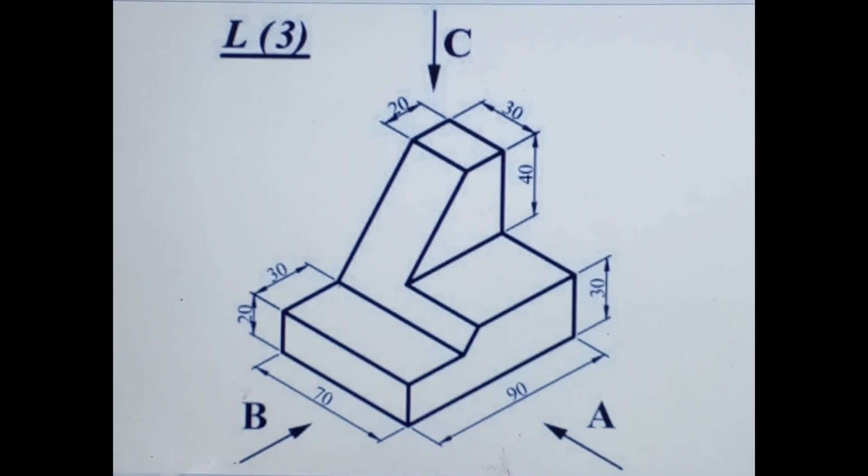I'm still teaching you how to convert a 3D drawing into a 2D drawing by drawing the three views of an isometric, like the one shown to you now.